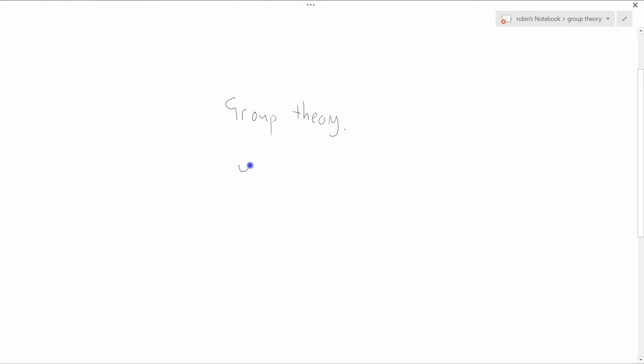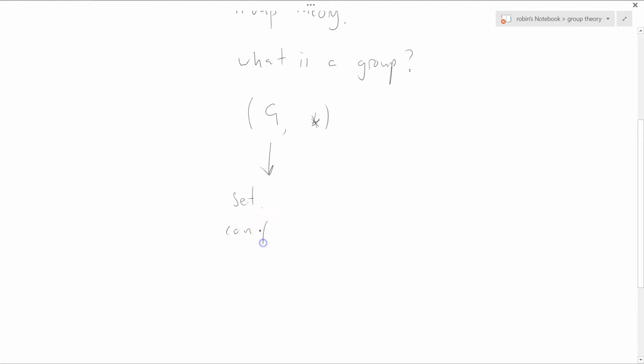So what is a group? Well, a group is two things. It's an ordered pair of a set G and an operation which for the moment I'll just write as a star, although we'll see that there are other notations. This here is a set, can be finite, or infinite. We'll see examples of both when we start talking about this. And this is an operation.